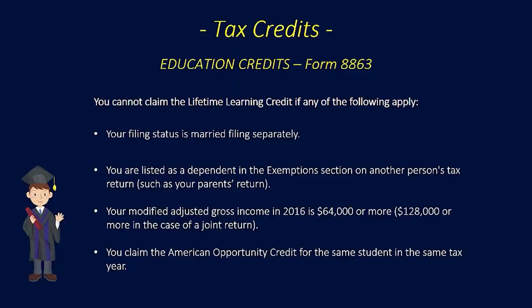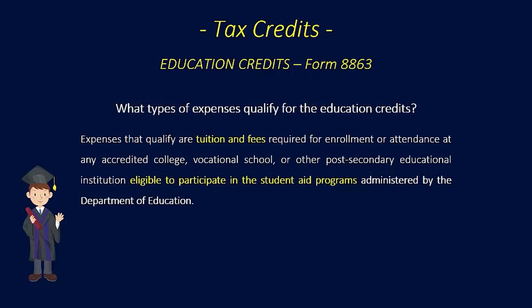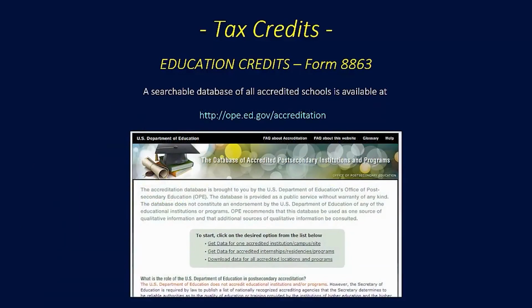For the same student in the same tax year. What types of expenses qualify for these education credits? Expenses that qualify are tuition and fees that are required for enrollment or attendance at any accredited college, vocational school, or other post-secondary educational institution that's eligible to participate in the student aid programs administered by the Department of Education. A searchable database of all accredited schools is available at the following web address.